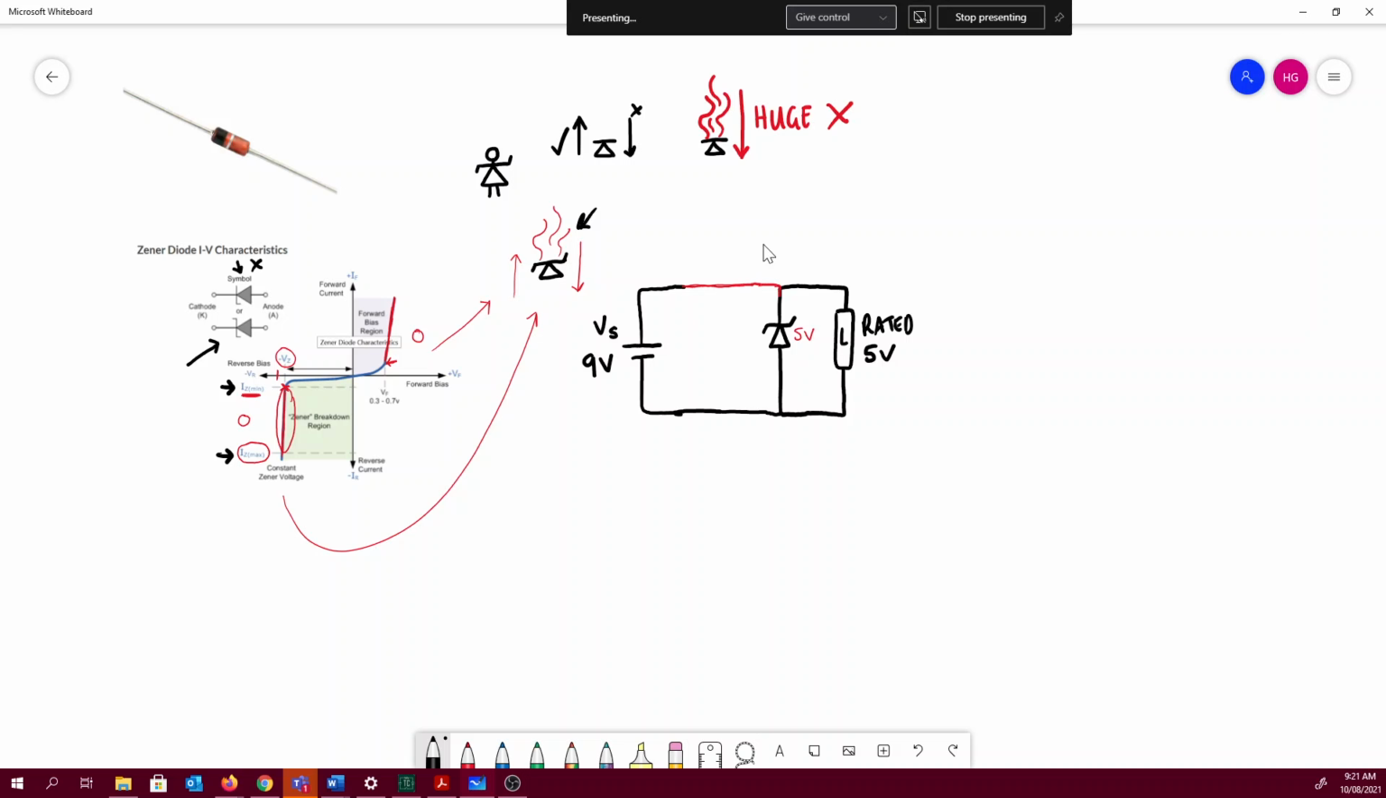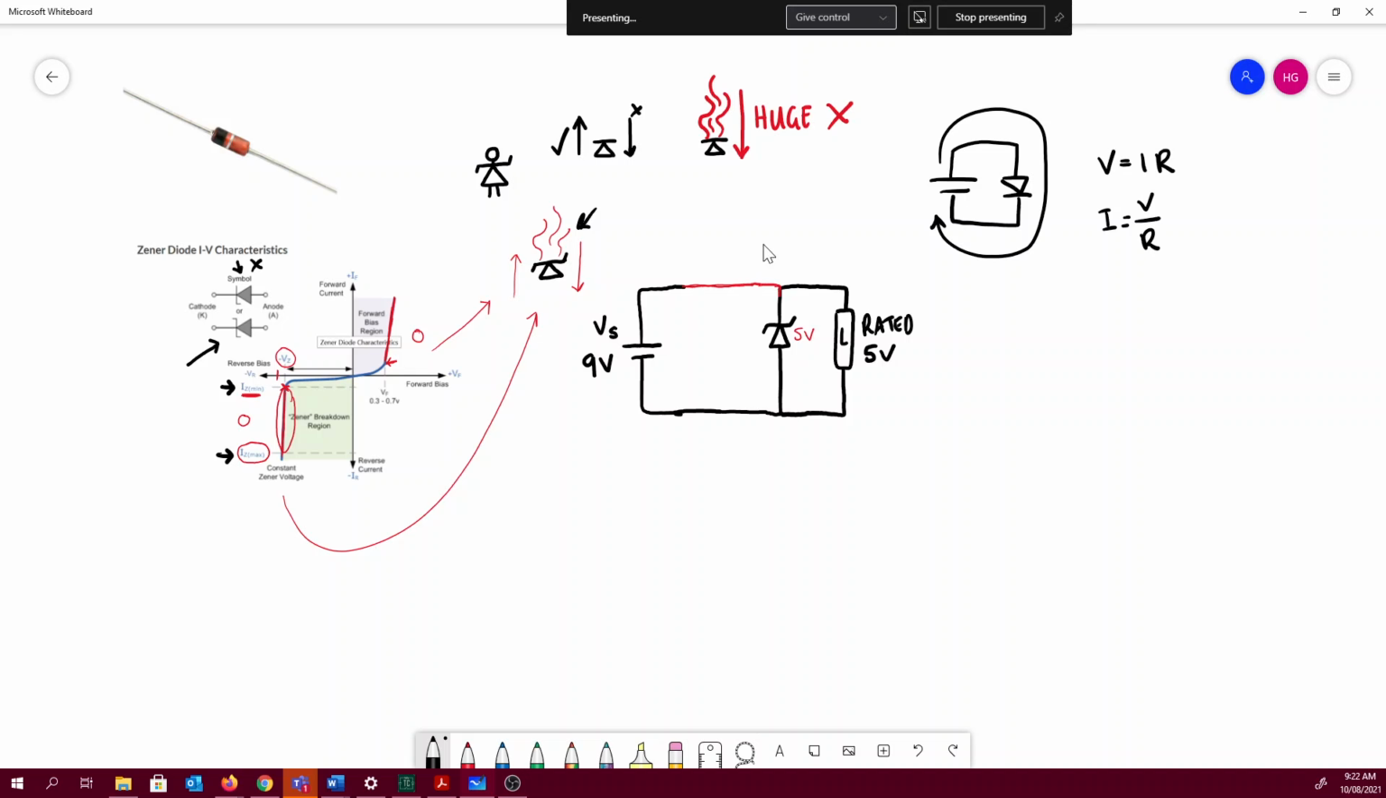Yep, 100%. So if you get a battery and you connect it through a diode, that's a very big current because diodes don't have a lot of resistance. And we know Ohm's law, V equals IR. So current is equal to voltage divided by resistance.